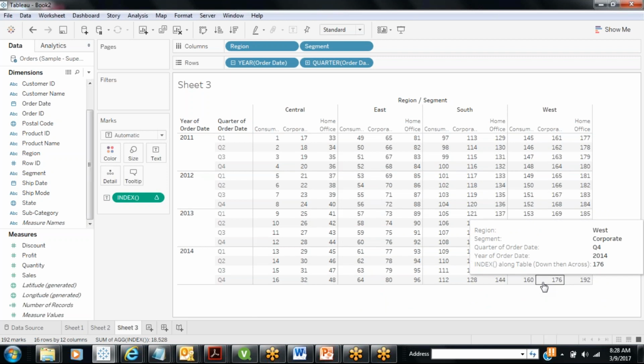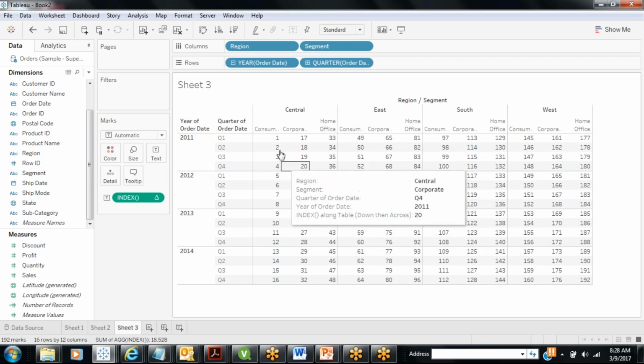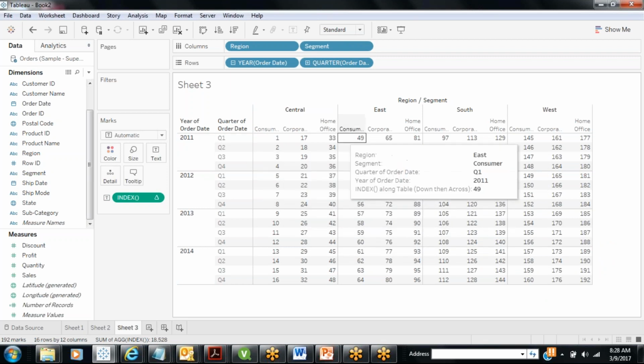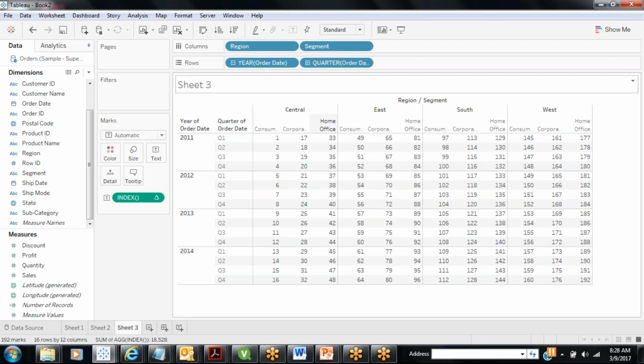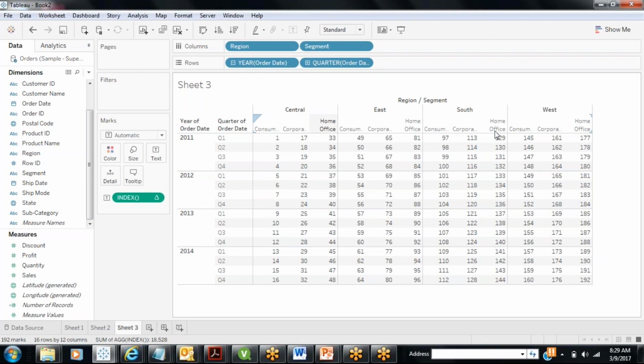And now I want to play within this. So here, one page, right? I take 2011 only central, 2011 only east, 2011 only south, 2011 only west.